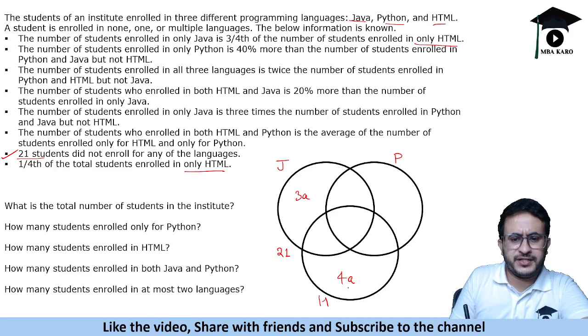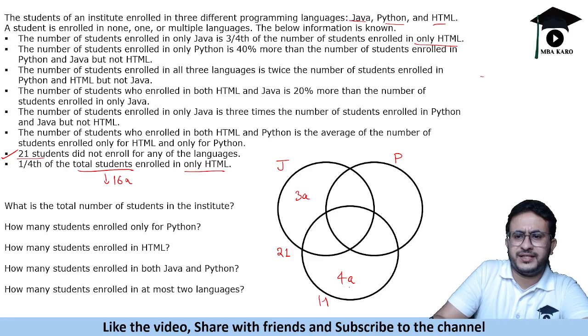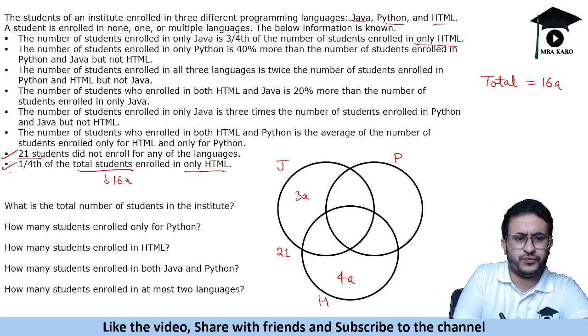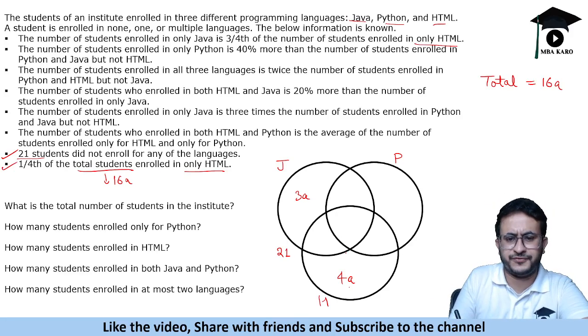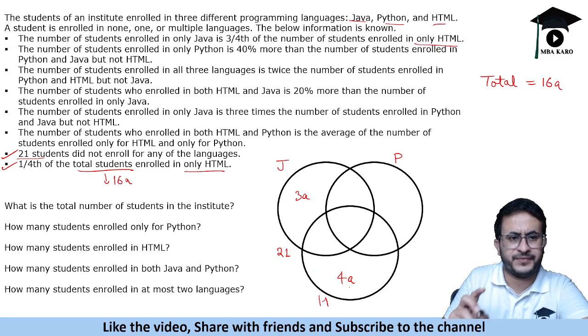So 1/4 of the total students enrolled in only HTML. So only HTML is 4A. So that means total students will be 16A. Okay. So total is 16A. That we need to keep in mind, and that will help us solve the equation later on, right? So 1/4 of 16A, that is 4A, and Java is 3/4 of it, that is 3A, right? All right.